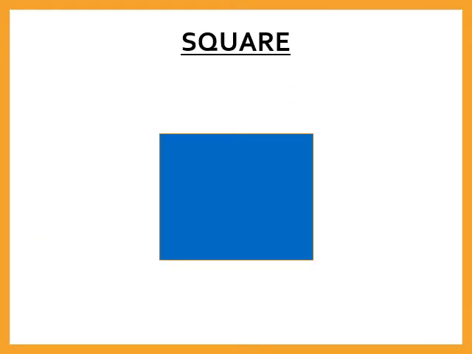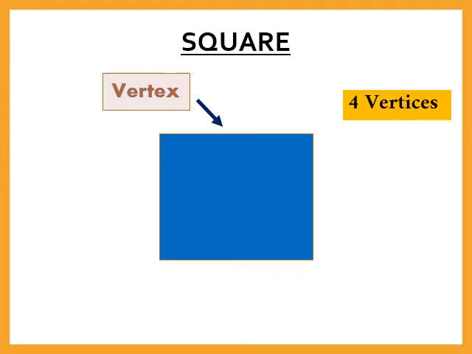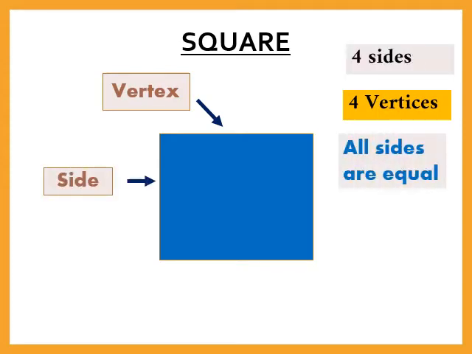This is a square. A square has 4 vertices, 4 sides. All the sides are equal in a square. The examples of squares are carom board, clock, chessboard, etc.